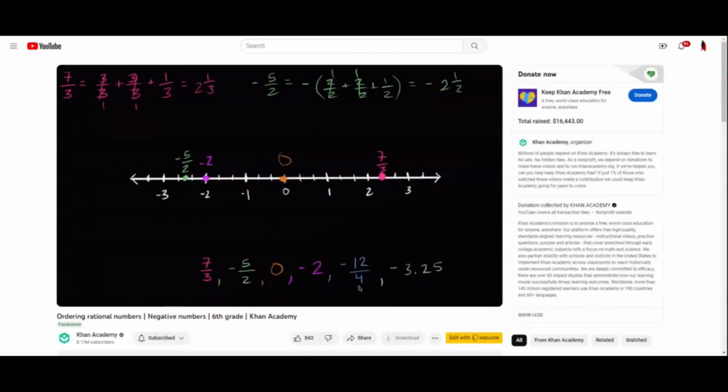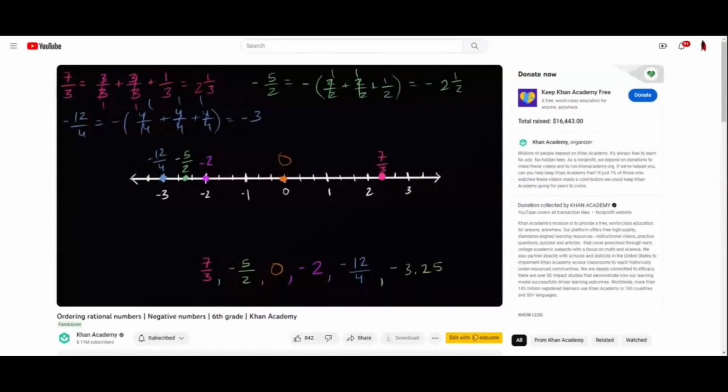Then we have negative 12/4. It might jump out at you immediately: 12 divided by 4 is 3. So this is going to be the same thing as negative 3. Or if you want to use the type of logic that we used in these first two numbers, you could say negative 12/4 is the negative of 12/4, which is 4/4 plus another 4/4. So that gets us to 8/4 plus another 4/4. That's 12/4. And this is 1, 2, and 3, or negative 3. So negative 3 is the same thing as negative 12/4.